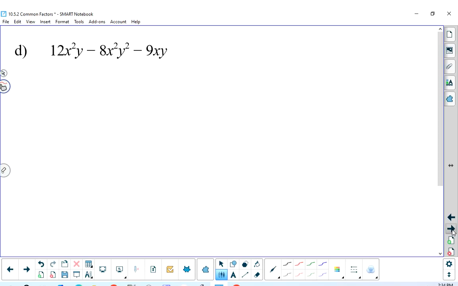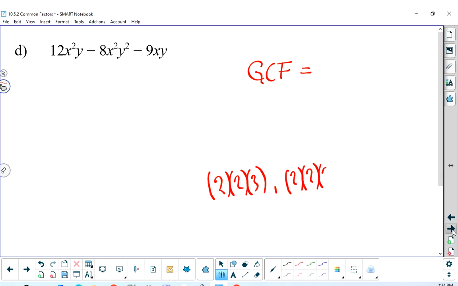(12x squared y minus 8x squared y squared minus 9xy). Okay, so the greatest common factor will contain the greatest common factor of 12, 8, and 9. And there isn't one. Well, there's one. If I look at 12, which is 2 times 2 times 3, and I look at 8, which is 2 times 2 times 2, and I look at 9, which is 3 times 3, there is no single number that appears in all three of those things. So I can't factor out any number.